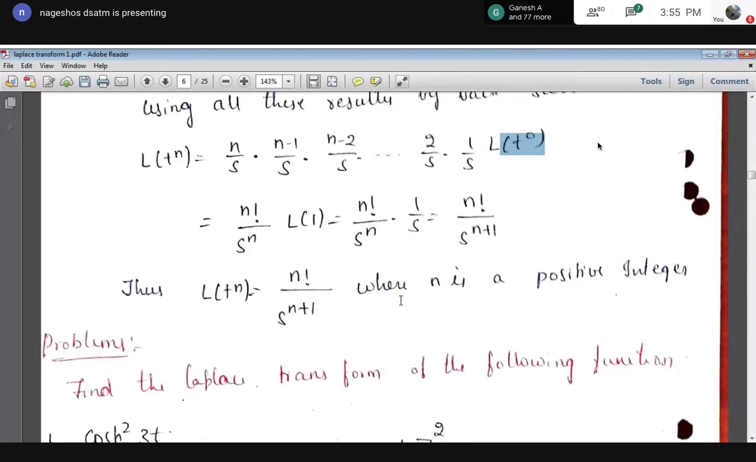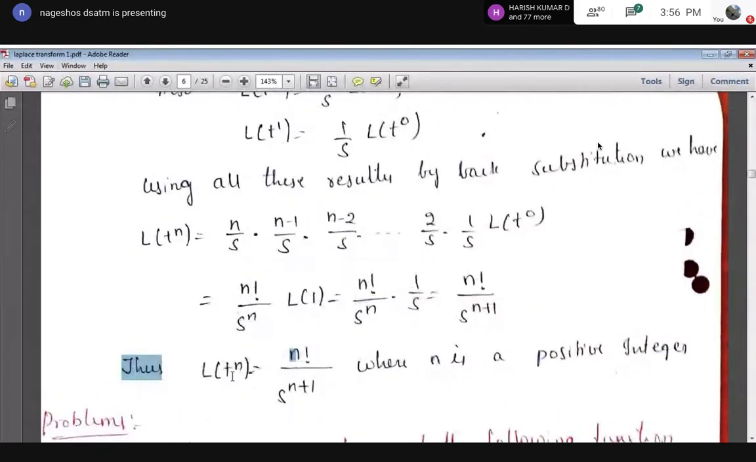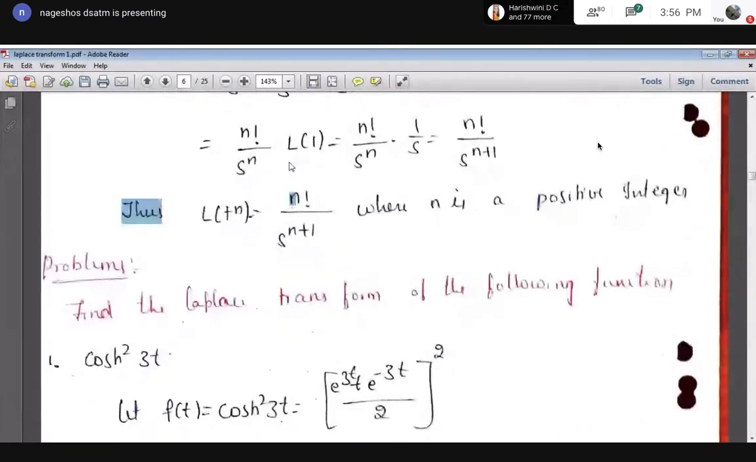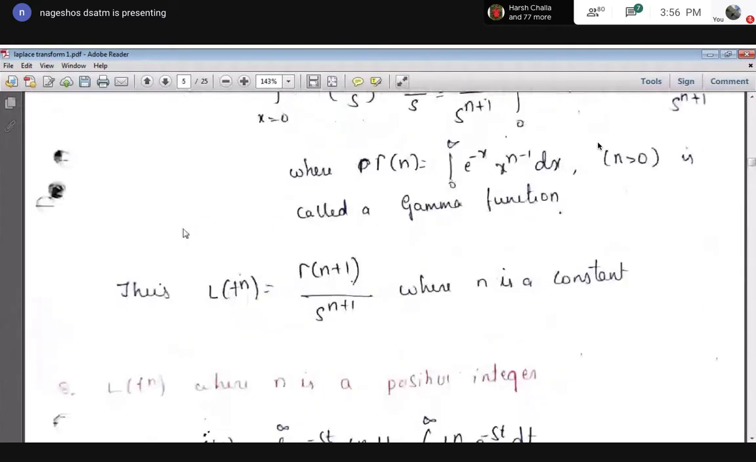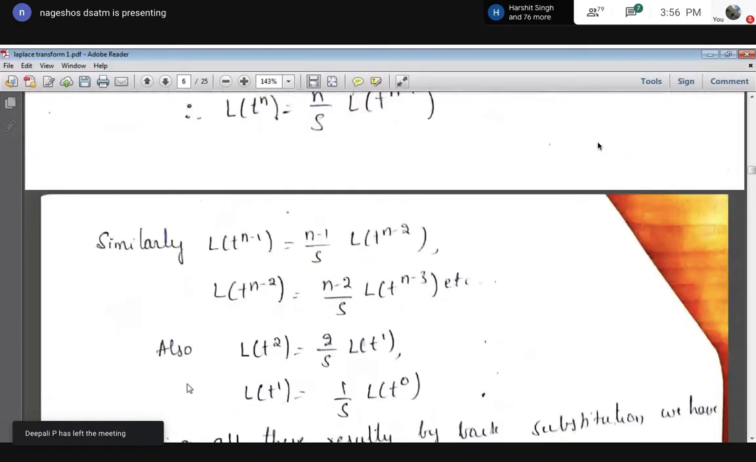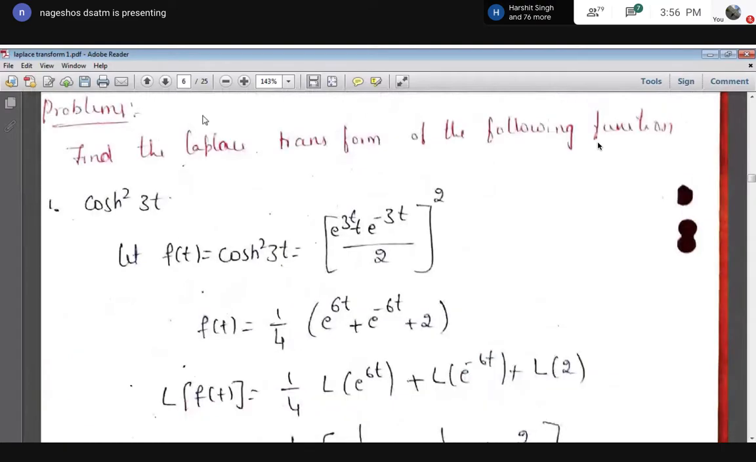When n is a positive integer, then Laplace transform is n factorial divided by s power n plus 1. Same Laplace transform of t power n, you have two formulas. This is for 1, 2, 3, 4, 5 like that. This is for all, means for example 1 by 2 power n, 2 by 5 power n like that. Okay, when we do problems you will understand.